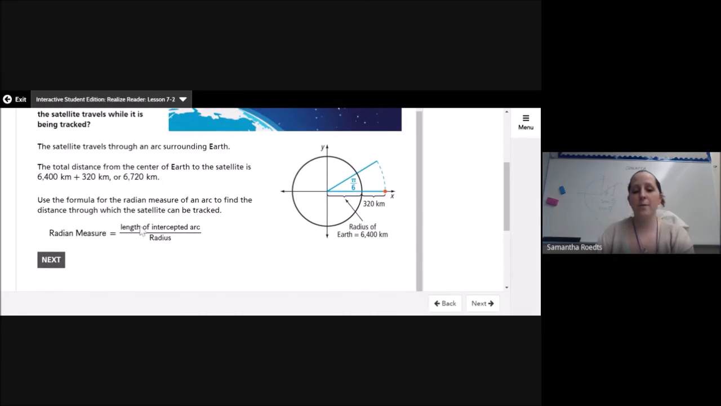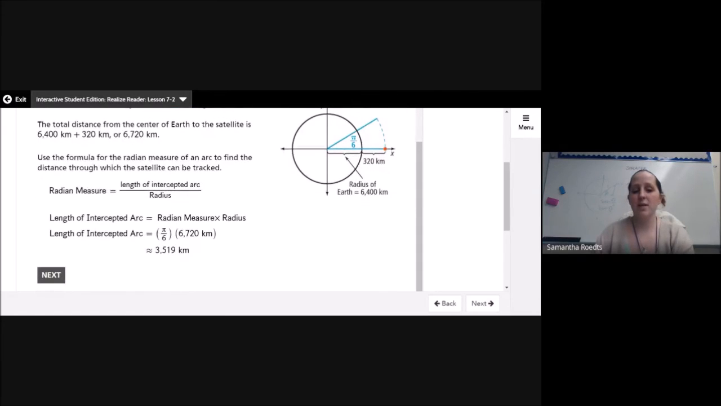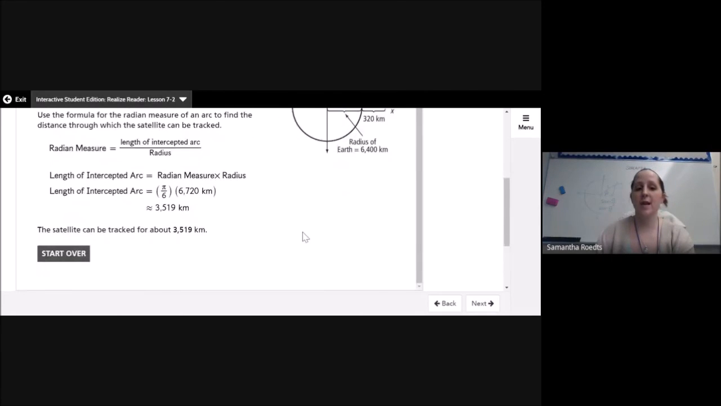I use the formula for the radian measure of an arc to find the distance through which the satellite can be tracked. Radian measure equals length of intercepted arc over the radius. So the length of the intercepted arc equals the radian measure times the radius. We know that the radian measure is pi over 6 and the radius is 6,720. So I multiply 6,720 kilometers by pi over 6. The satellite can be tracked for about 3,519 kilometers.